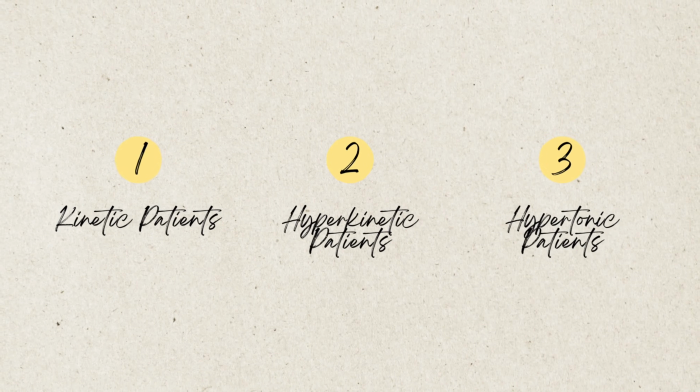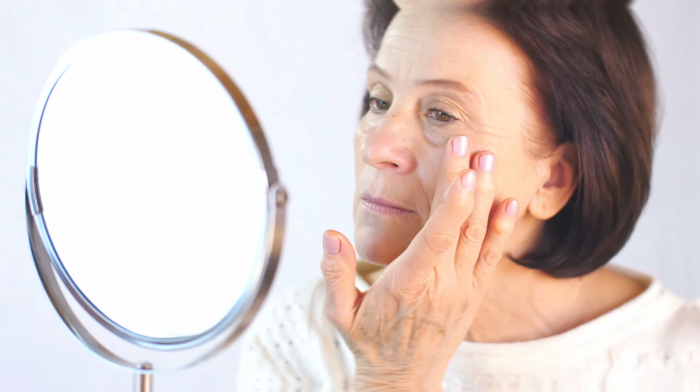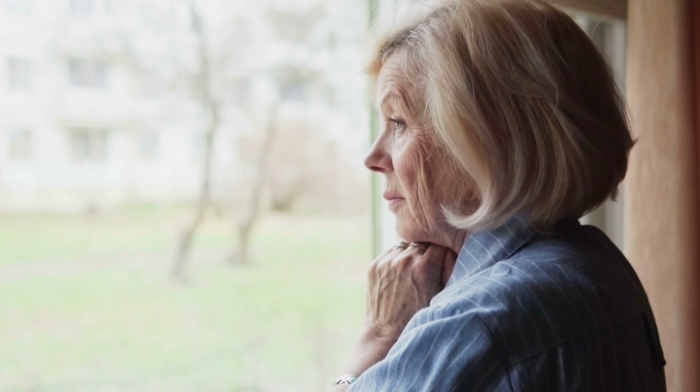Hypertonic patients. This is the most challenging group. Their statement is, "I cannot relax." Even at rest, their corrugators and procerus remain contracted, projecting constant anger, sadness, or fatigue. After treatment, results are limited. Muscle relaxation may last only 1 to 2 months. Wrinkles do not disappear completely. These patients may require 4 to 5 treatments per year, often in combination with fillers or other modalities. They are also the group most prone to dissatisfaction if expectations are not carefully managed.